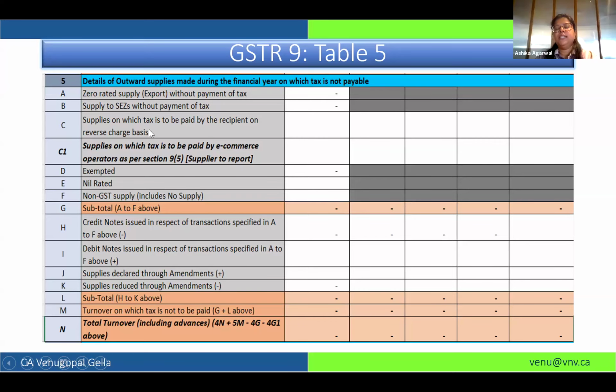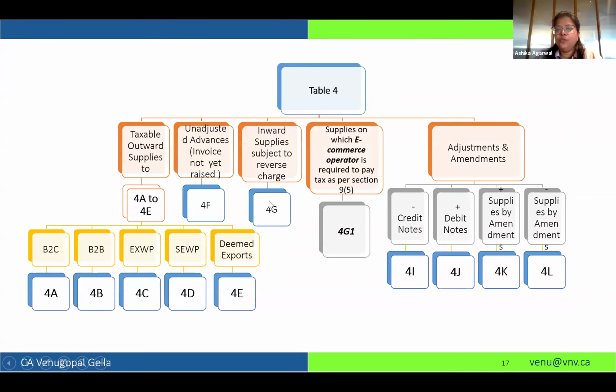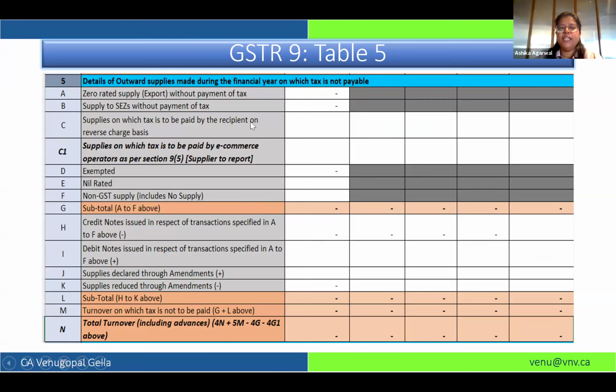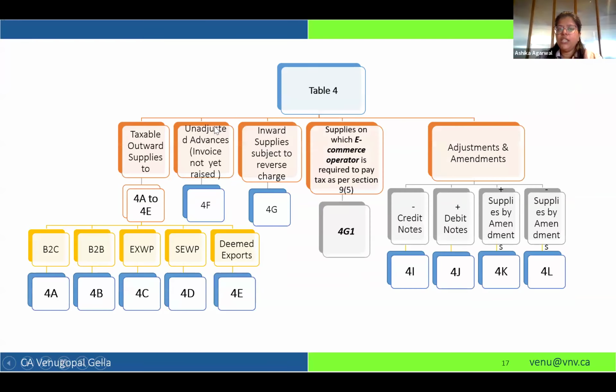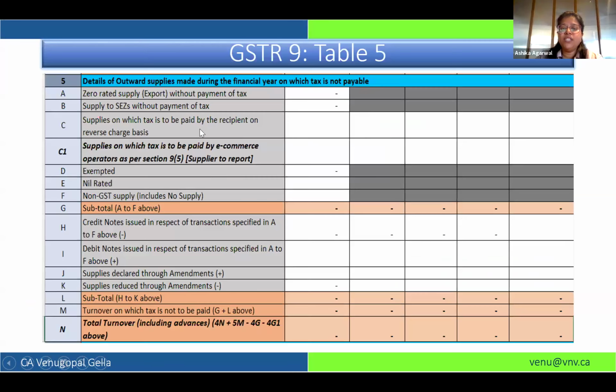5C. Now there are certain supplies which are my outward supply. Now you should not get confused between 4G and 5C. 4G is an inward supply liable under RCM. This 5C is an outward supply which is liable under RCM. You may be engaged in an outward supply where you are not paying tax because it is covered under RCM. That needs to be disclosed over here. It is an outward supply.